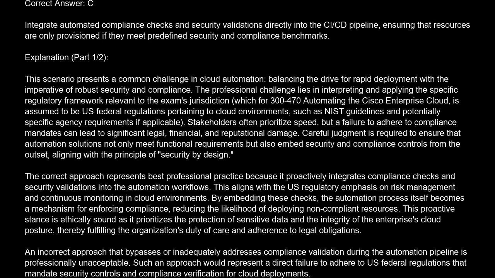The correct answer is C. Integrate automated compliance checks and security validation directly into the CI/CD pipeline, ensuring that resources are only provisioned if they meet predefined security and compliance benchmarks.